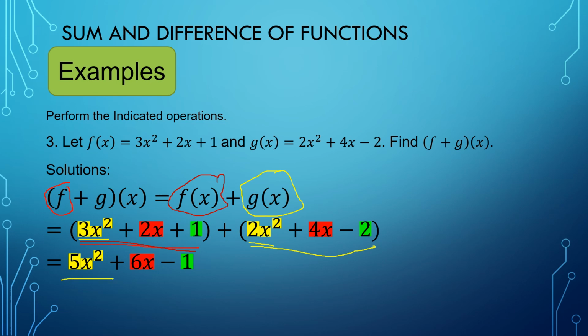The next, we have 2x plus 4x, we have 6x. And lastly, we have 1 minus 2, we have negative 1. Okay? Why negative 1? Since negative 2 is bigger than the positive 1 in this case. Okay?